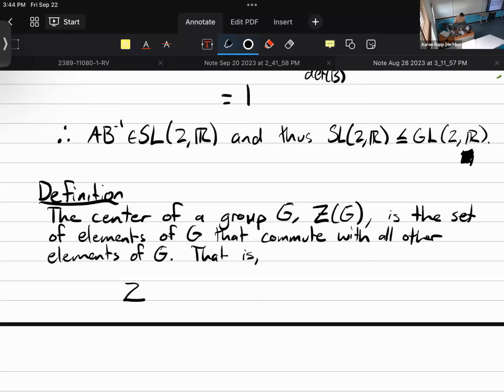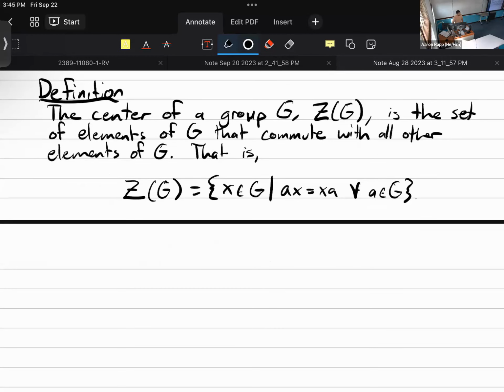That is, if we want to look at a set definition. The center of G is all elements in G such that A times X is equal to X times A for all A in my group G. And one of the interesting things about this is that the center of any group also forms another group.